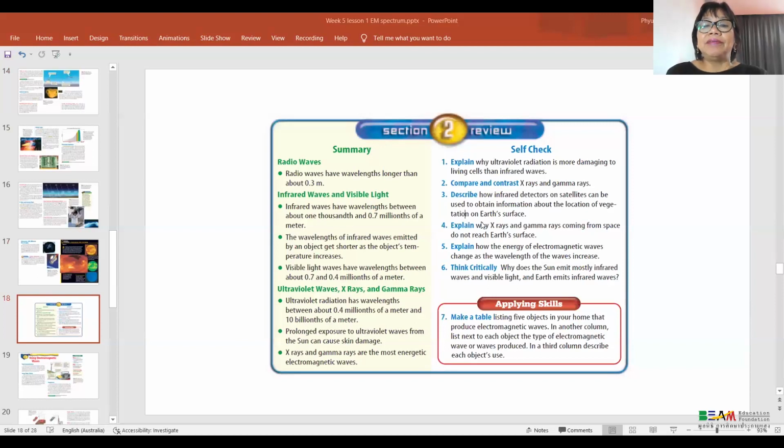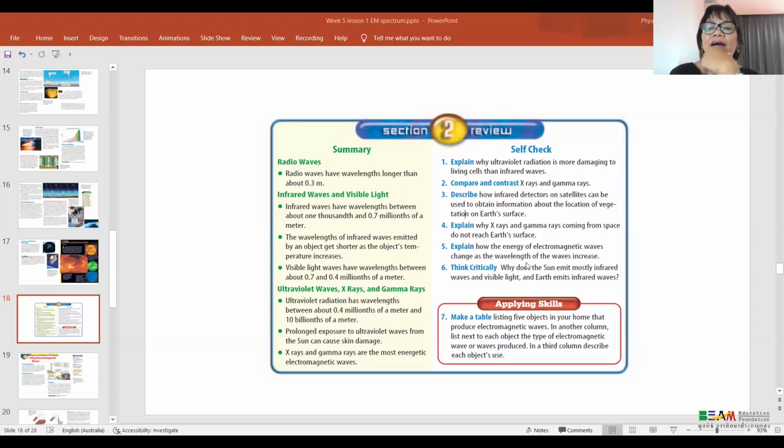Now, next one, describe. No, that's what we already did. Number 4, explain why X-rays and gamma rays coming from space do not reach Earth's surface. We already discussed that one, but Ari, what do you think? Why don't we have gamma and X-ray on Earth from the sun? Because I think the Earth's atmosphere absorbs them. Filter out, yes. So it wouldn't let them pass through.